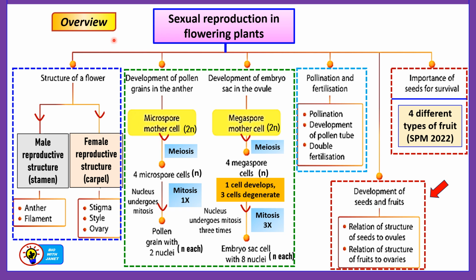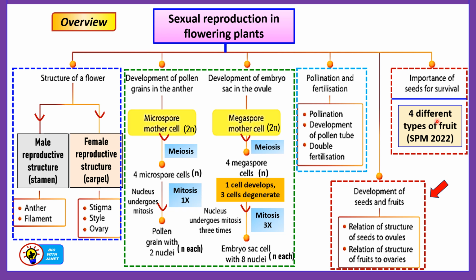Here's an overview of chapter 6, sexual reproduction in flowering plants. In the first video, we discussed the structure of a flower. In the second video, we'll discuss development of pollen grains in the anther and development of embryo sac in the ovule. In the third video, we discuss pollination and double fertilization in the flower. In this fourth video, we're going to discuss the development of seeds and fruits and relate the structure of seeds to ovules, and the structure of fruits to ovaries.